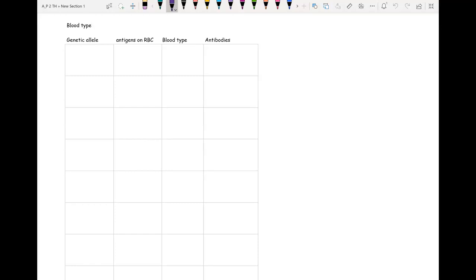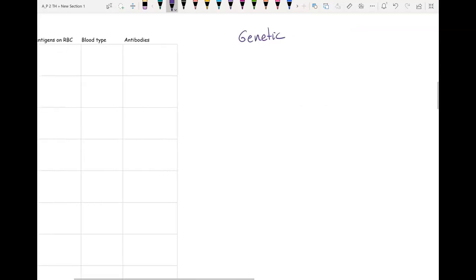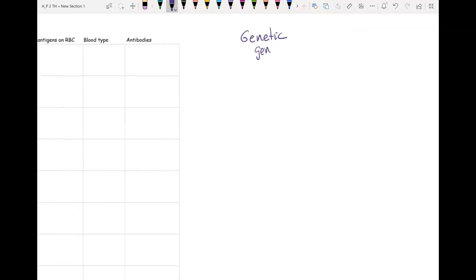Let's take a look at blood type now. Maybe you know your blood type, and if not, you'll have a chance to determine your blood type in class. So blood type is genetic. And remember, genes code for proteins. So you have proteins on the surface of your red blood cells called antigens.